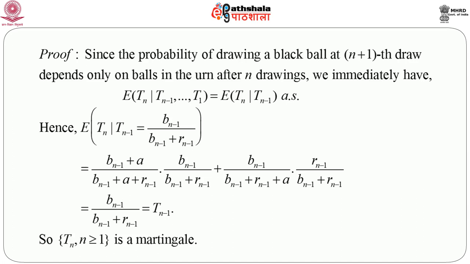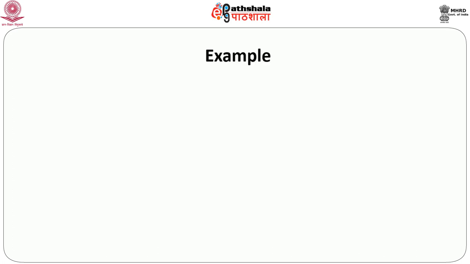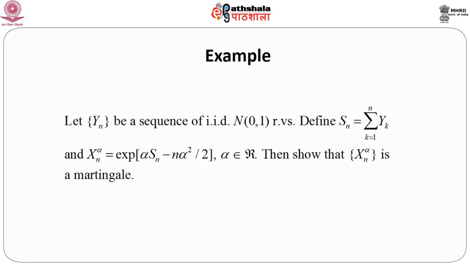Now given that this is the situation, the expected proportion of black balls in the urn after the nth draw should be equal to (b_{n-1} + a)/(b_{n-1} + a + r_{n-1}) times b_{n-1}/(b_{n-1} + r_{n-1}), plus b_{n-1}/(b_{n-1} + r_{n-1} + a) times r_{n-1}/(b_{n-1} + r_{n-1}). This is just using the simple elementary properties of probabilities and expectations.